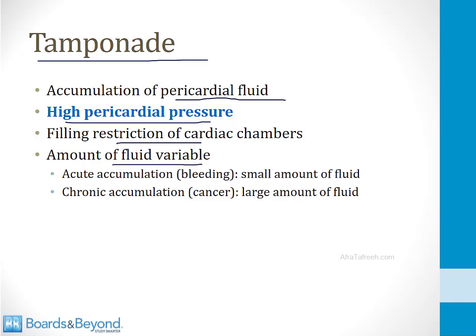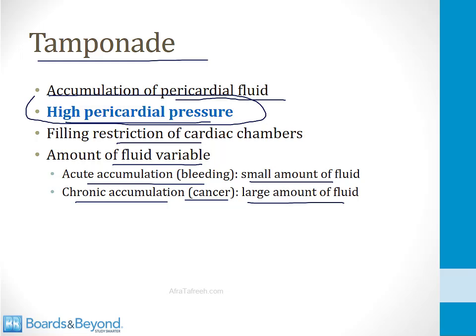If the fluid accumulates rapidly, as occurs in trauma and bleeding, then just a small amount of fluid can lead to tamponade. The reason for this is because the pericardium needs time to stretch, and when the pericardial sac fills with fluid quickly, there's no time for stretching, and the pressure gets very high even with a small amount of fluid. On the other hand, if the accumulation is chronic and slow, as happens in cancer patients, then the pericardium has time to stretch, and therefore a large amount of fluid is required before the pressures get high and restrict filling of the cardiac chambers.